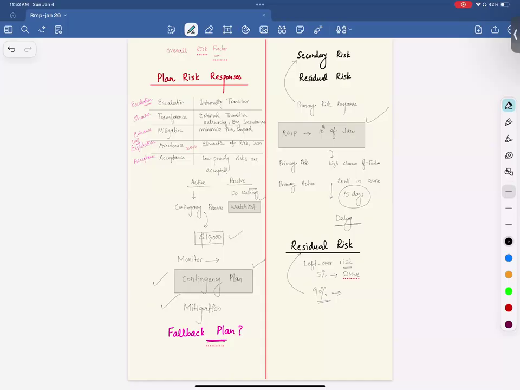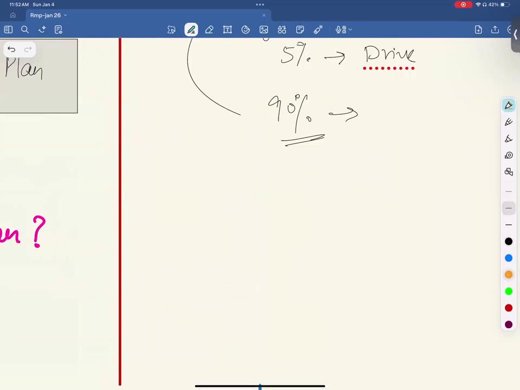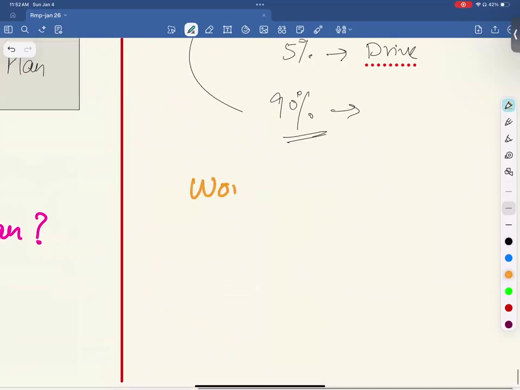So you should have a solid understanding of what is contingency planning, what is fallback plan, what is residual risk, what is secondary risk, how many different risk response strategies we have, right? There's another terminology that we use that is called workaround. Anyone, please, what is workaround? Just try to answer. What is workaround?